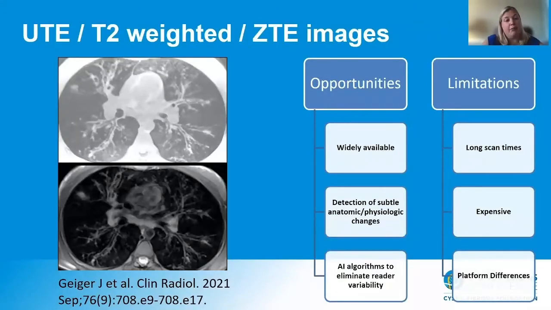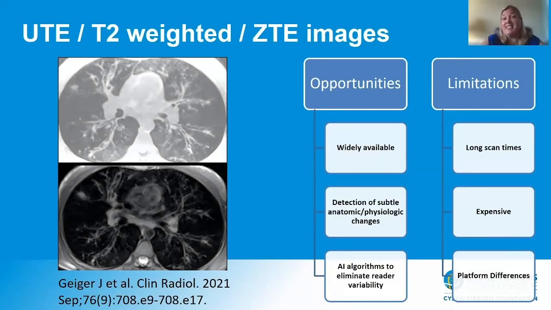Here are two images taken from a recent radiology paper. Ultra-short echo time images have really vastly improved how we're able to detect CF-related changes in the lungs, such as bronchiectasis and airway wall thickening. The top image here is a UTE image. Down here is a T2 weighted image. And there are also zero echo time images that are currently under study that allow us to detect typical changes that you might expect to see in the CF lung.